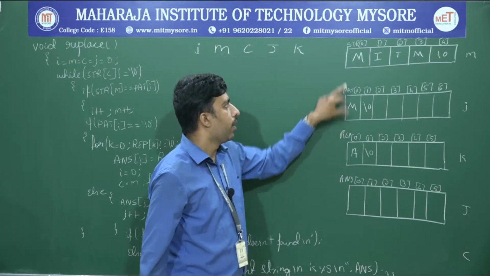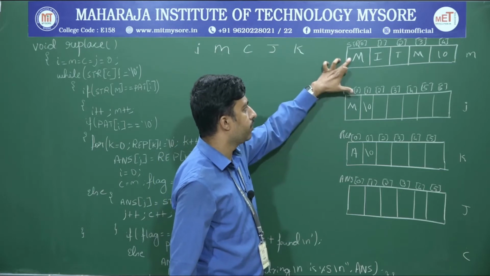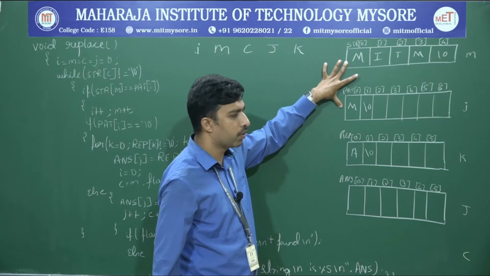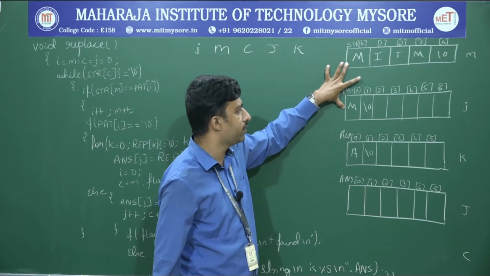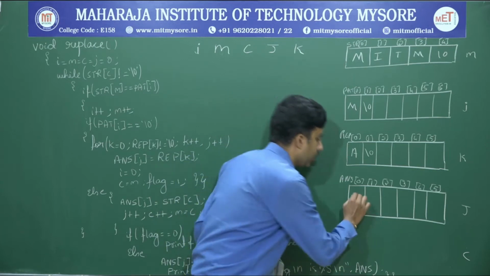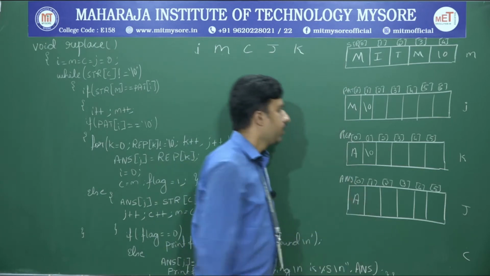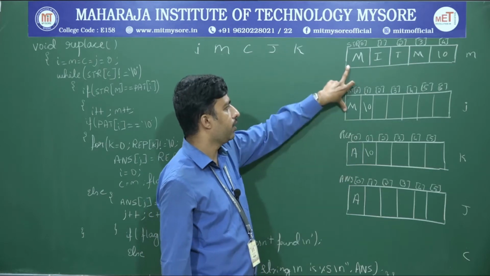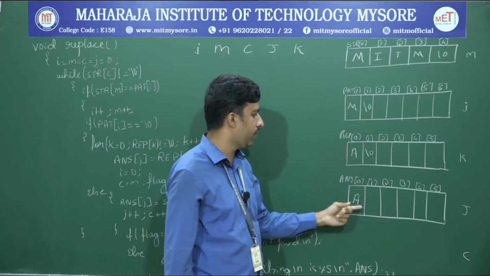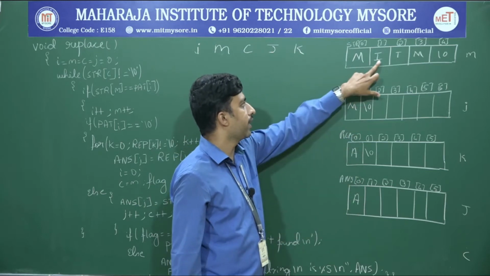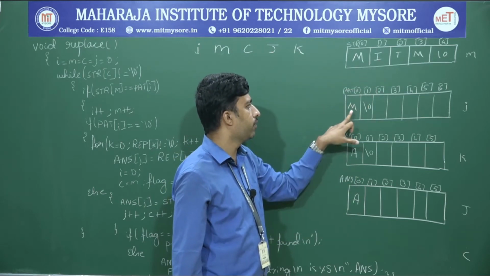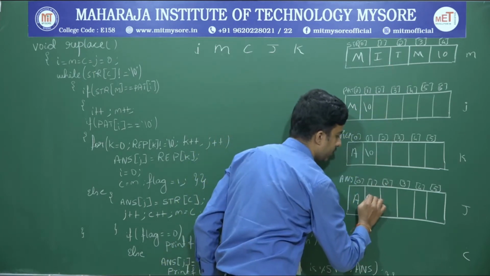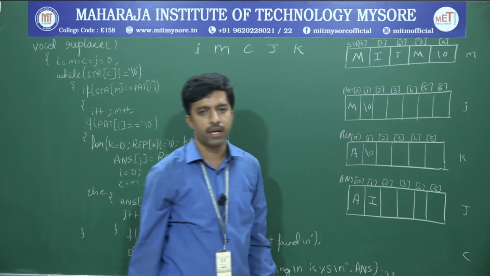See the main string. The first character of the main string and the first character of the pattern string match, M is equal to M. Then it is going to replace M by the replacement string. Next, the second character of the main string is compared with M. It does not match, so it is retained as it is from the main string.